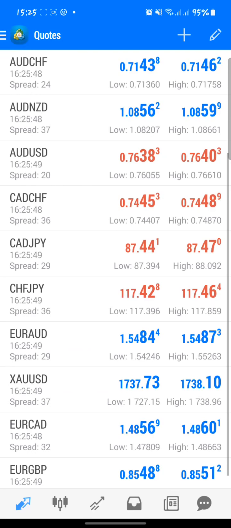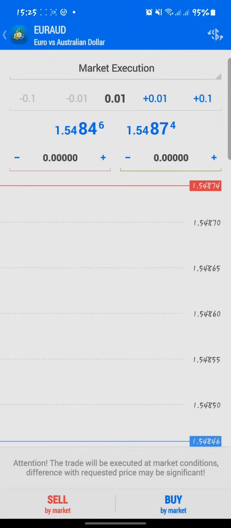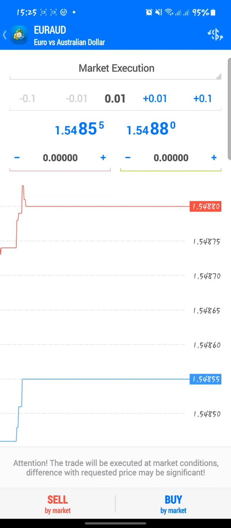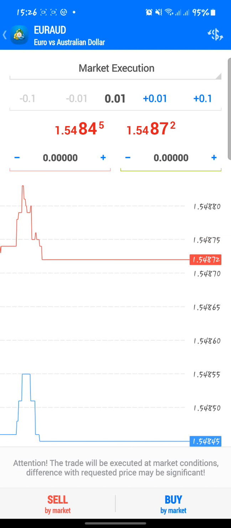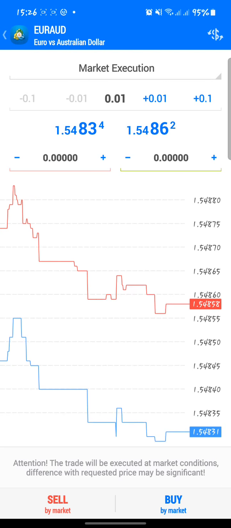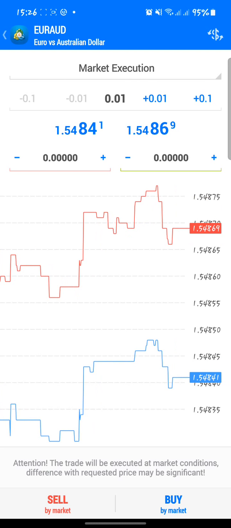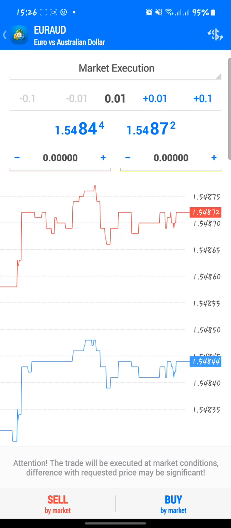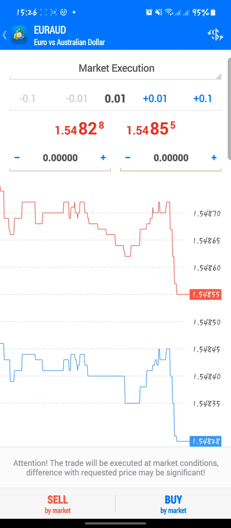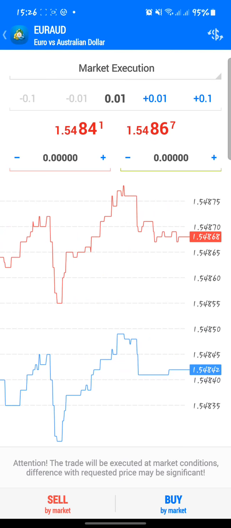So let's go back. Then we click Euro AUD and we select new order. Okay, once we select new order, look at the top there, it is already written market execution. Then the next thing that you need to do is to correct your lot size depending on the account that you have. Make sure that the maximum that you are using when you have a $100 account is 0.01. Okay, 0.01.